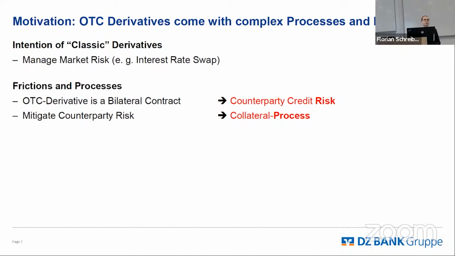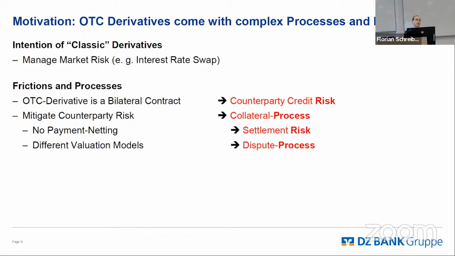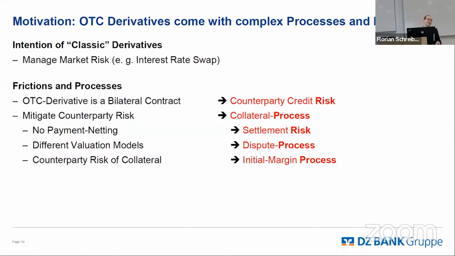So we have a collateral process to mitigate counterparty credit risk, but this introduces new friction and new risks. We have settlement risk because there's no payment netting between the original derivative cash flow and the collateral cash flows. We have different valuation models to determine the collateral amount at the end of the day, which we need to exchange, so we have a dispute process. And we have counterparty risk of collateral, because there might be a time when the counterparty fails to provide the collateral. So there's an over-collateralization.